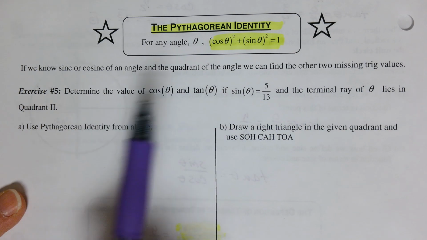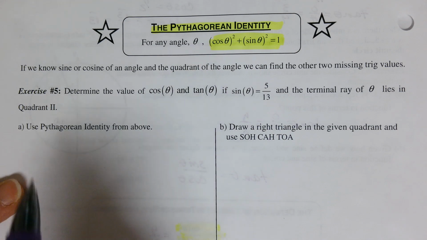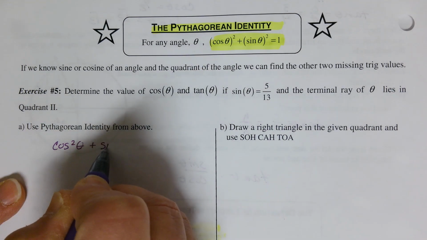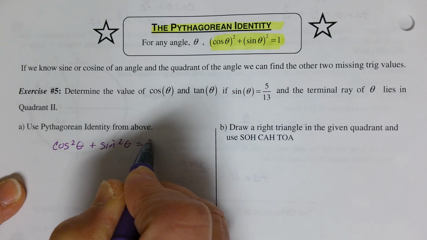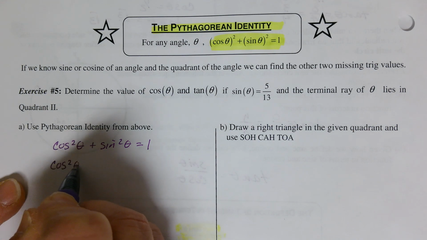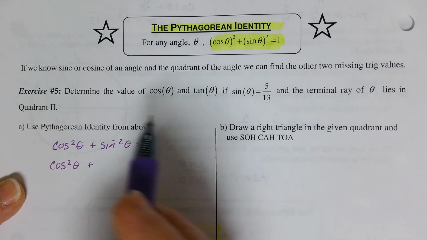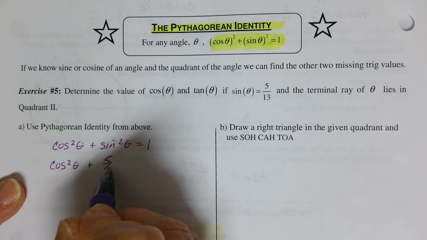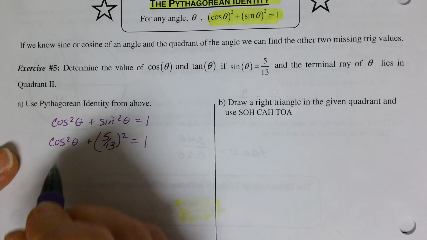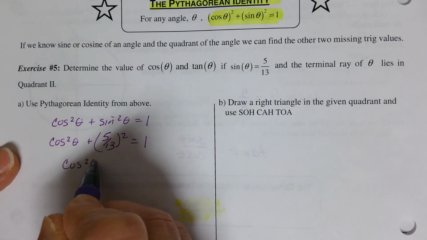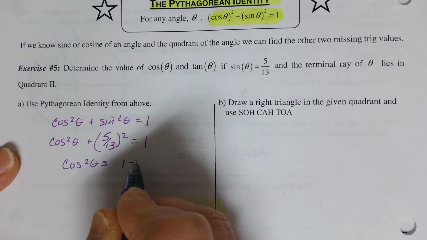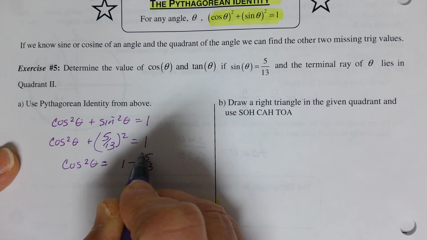Using the Pythagorean identity above, and it's usually written this way, cosine squared theta plus sine squared theta equals 1. We can find cosine by using the identity. Substitute 5/13 in for sine theta. We'll square that. Cosine squared theta is equal to, I'll subtract this, 1 minus 5/13 squared.